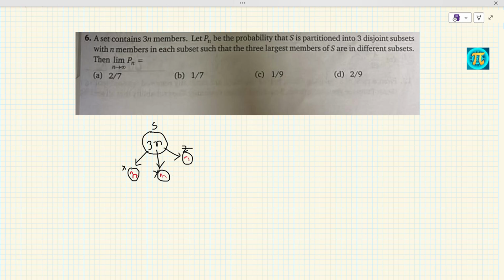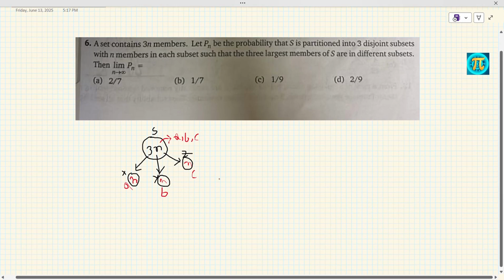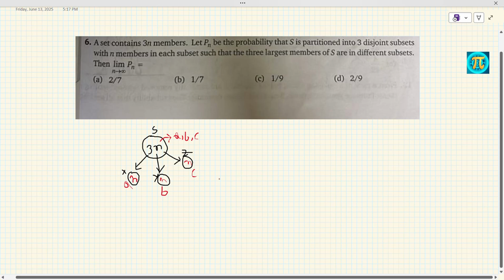And now we have to find the probability that this set S is partitioned such that the 3 largest members of S, say A, B and C, are partitioned such that the first set contains A, the second set contains B and the third set contains C. So we are given this problem to find the probability, and then we have to find the limit of n tends to infinity of that function of probability.